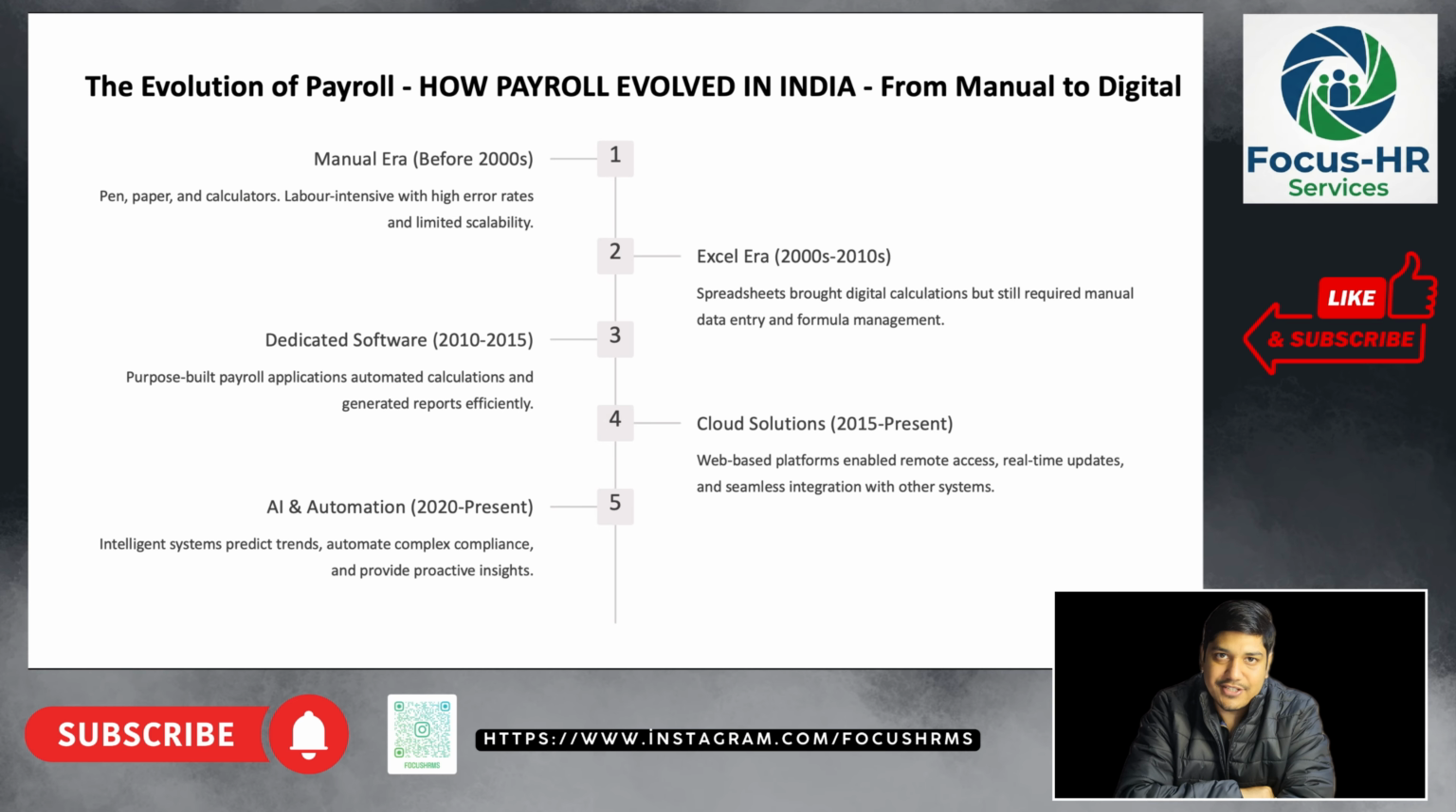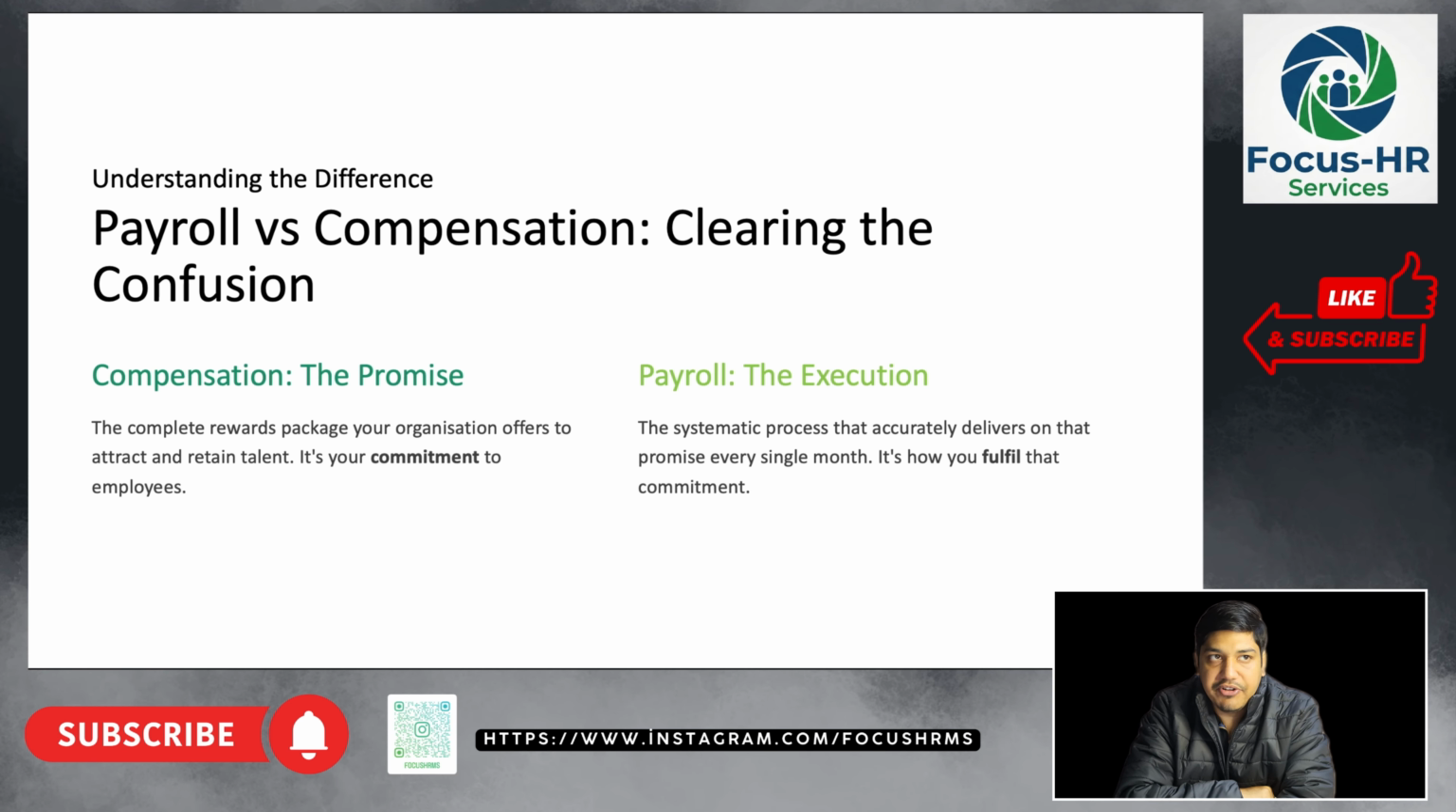Now comes our next topic, which is understanding the difference between payroll and compensation. Compensation is the promise which a company makes to their employee, that this is the amount we will pay you, and payroll is the execution. Payroll is the execution, the systematic process that accurately delivers on that promise every single month. It's how you fulfill that commitment.